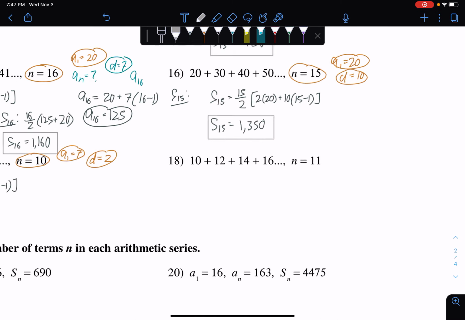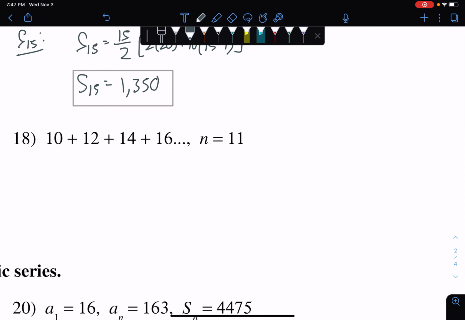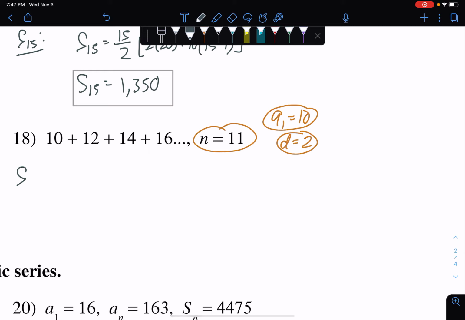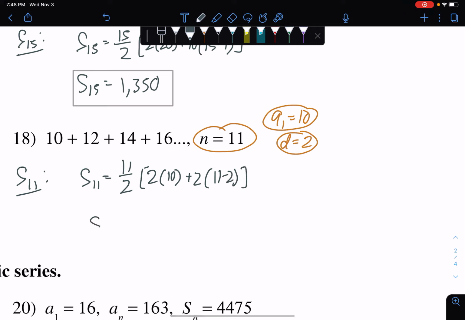Let's move on to number 18. n is equal to 11, a sub 1 is equal to 10, and our common difference is equal to 2. Now, we'll find S sub 11. S sub 11 is equal to 11 over 2 times the quantity 2 times a sub 1, which is 10, plus 2, which is d, times the quantity 11 minus 2. S sub 11 then is equal to 220.